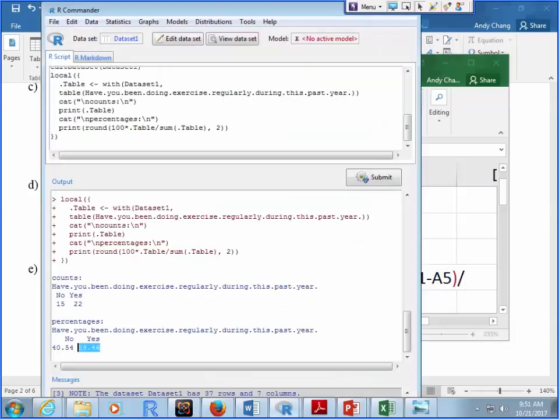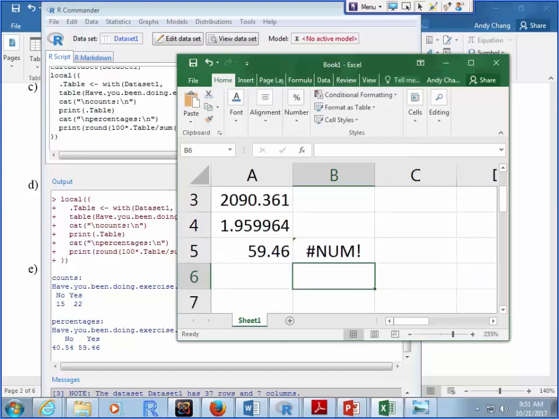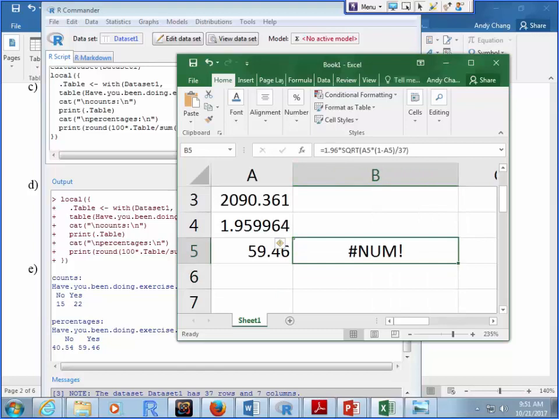I forgot to check the sample size. What was the sample size there? 37, all right? 15 and 22, 37. So that'll be 37, close parenthesis. So that's, oh, what happened? What did I do?